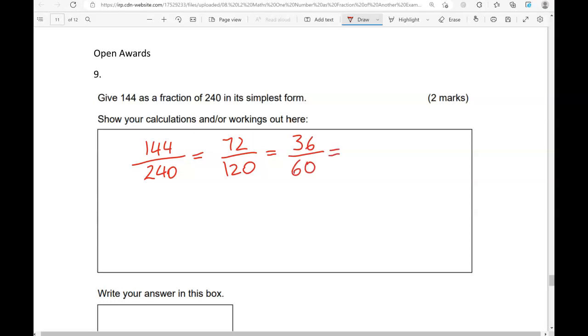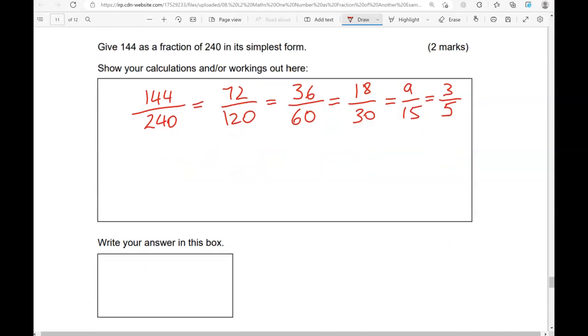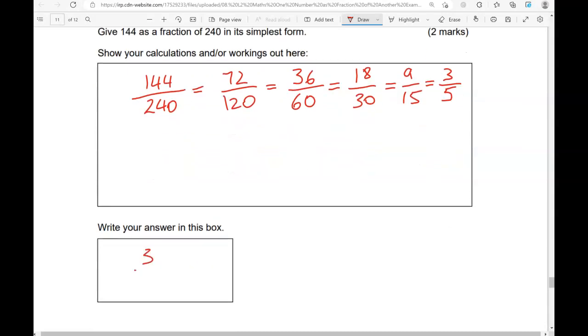Dividing by 2 again, we get 18 over 30. By 2 again, we get 9 over 15. By 3, we get 3 over 5. And we can't go any further. So 3/5 is the answer.